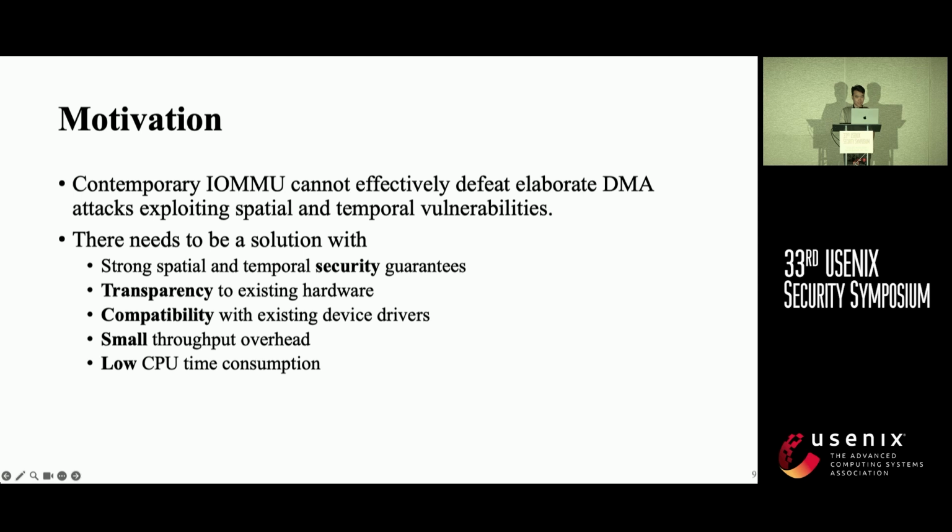We can see that the IOMMU cannot effectively defeat elaborate DMA attacks that exploit spatial and temporal vulnerabilities. It needs a solution with stronger spatial and temporal guarantees. In the meantime, it has to be transparent to existing hardware and corresponding drivers. It should also introduce small enough overhead in both throughput and CPU time.